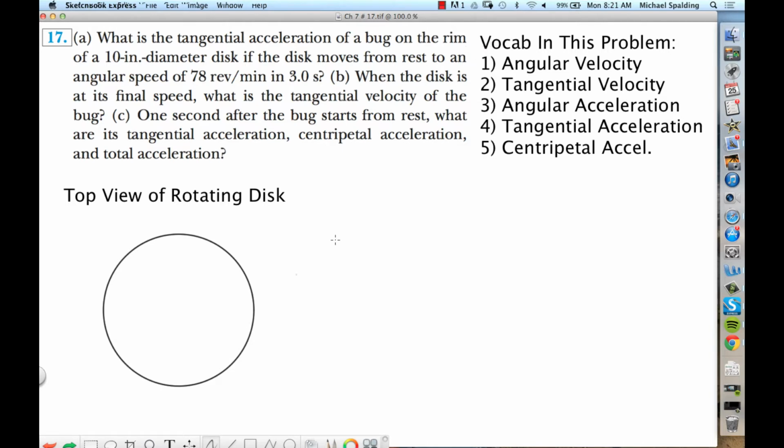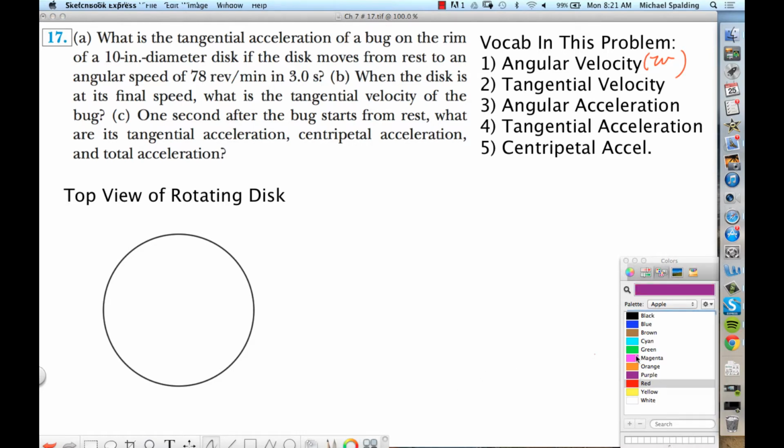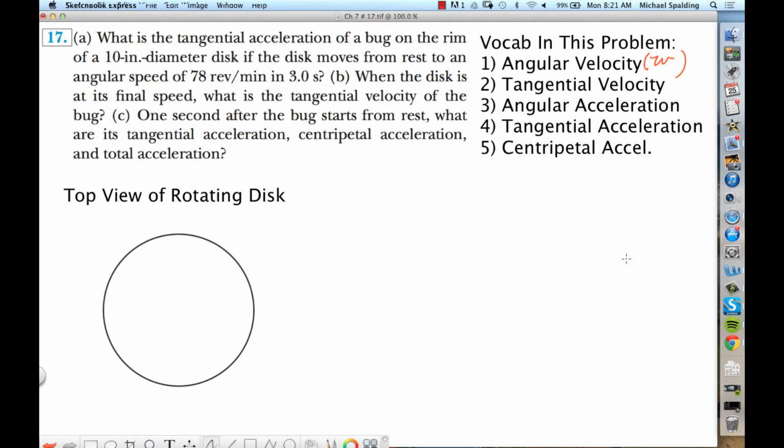So number one, angular velocity. It has this symbol omega, like a cursive W. What is angular velocity? Well, what are the units? What would be the units for angular velocity? So this problem has a bug sitting on the edge of this rotating disk. So say this bug rotates around one time in 1 second. Just keep it real simple.